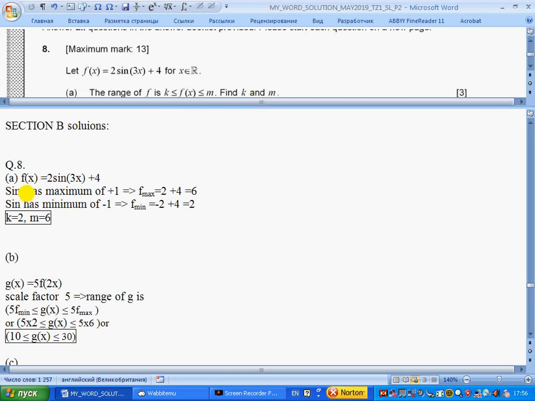So we write the function. Sine has maximum 1, so the maximum of f will be 2 times 1 plus 4, 6, and minimum will be with sine minus 1: minus 2 plus 4, 2. So function will be between 2 and 6.